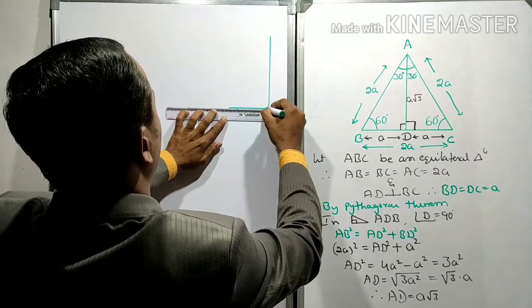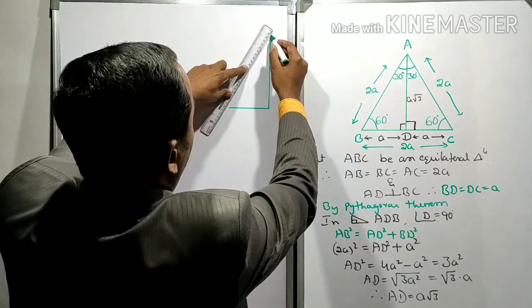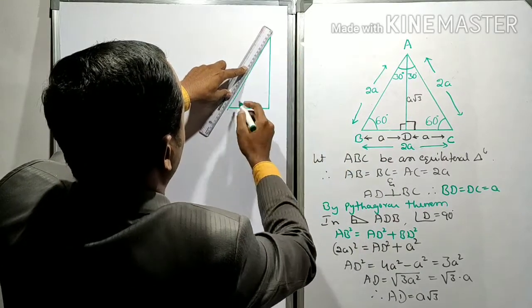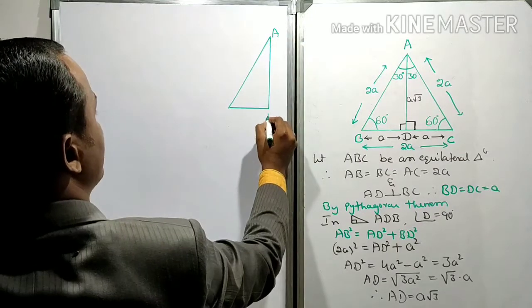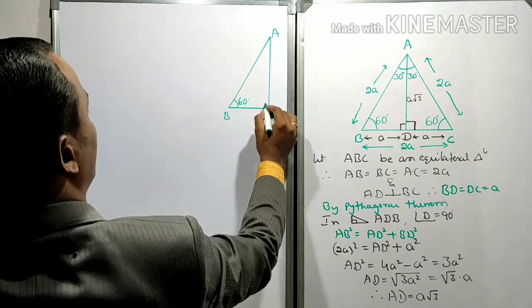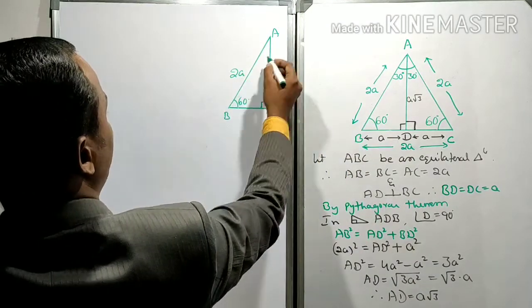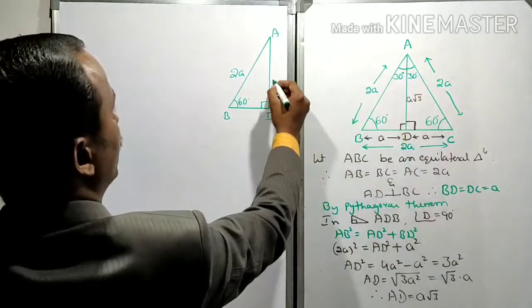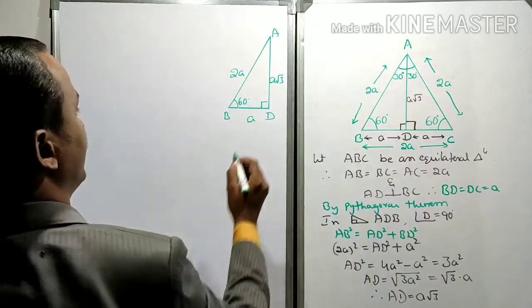Right angle triangle: in an equilateral triangle, we get two right angle triangles. This is A, this is D, this is B. This angle is 60 degrees, this is 90 degrees. The length of AB is 2A. The length of AD we got is A root 3. BD length is A.